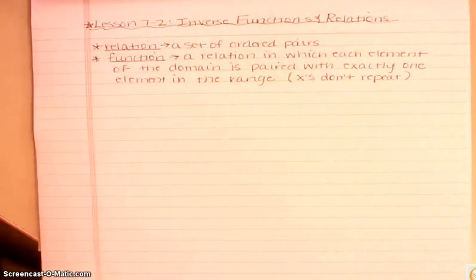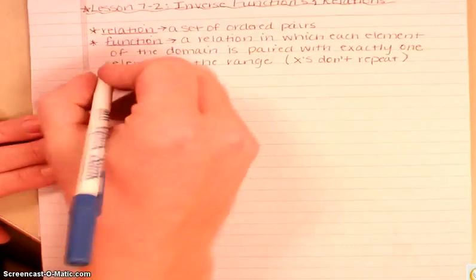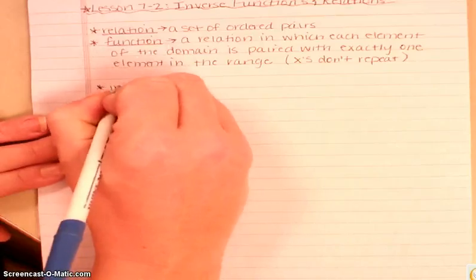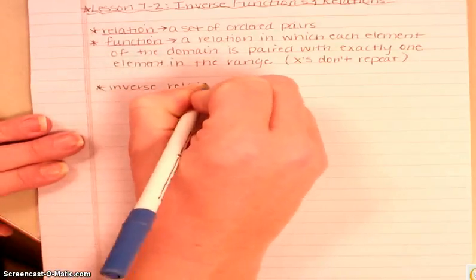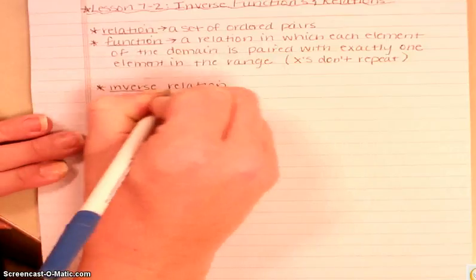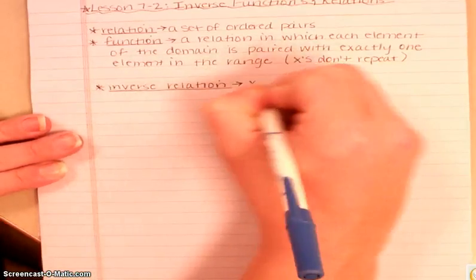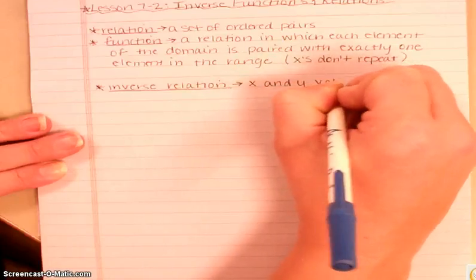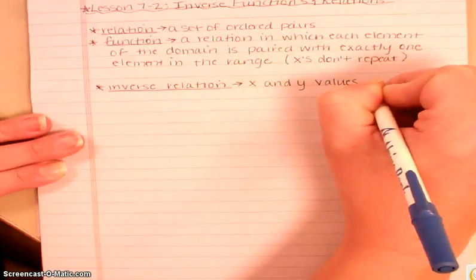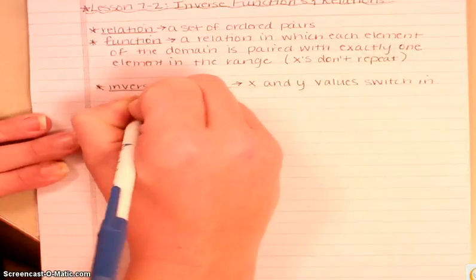All right. Now, when we talk about an inverse relation or an inverse function, because remember, a function is just a special kind of relation, what that means is the x and y values switch in the ordered pairs.